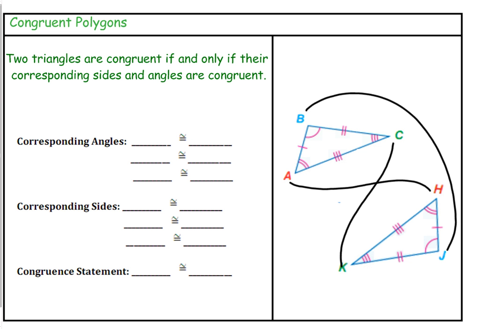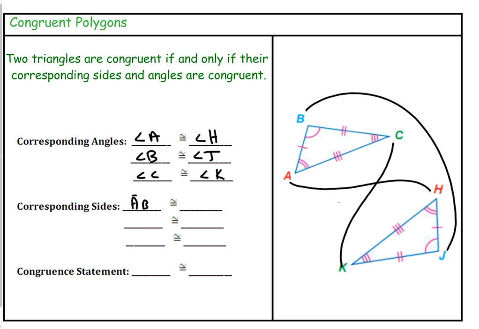A and H, B and J, and C and K. So, what that means is that the corresponding angles are congruent to each other. That means A is congruent to H, B is congruent to J, and C is congruent to K. That also means that the corresponding sides match up, okay?